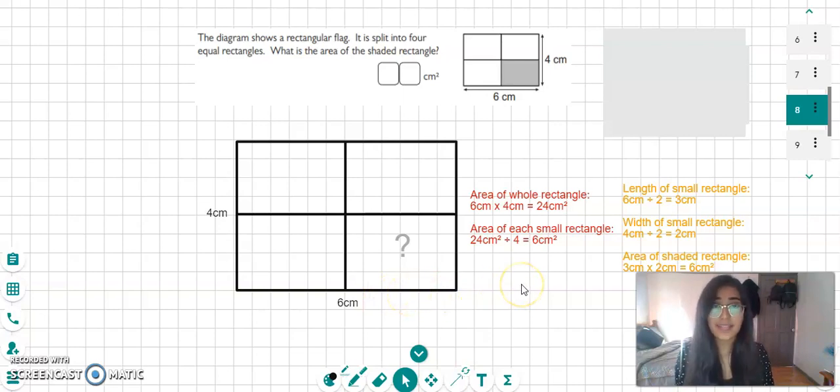And the width, we do the exact same calculation, but with 4 centimeters. 4 centimeters divided by 2, which gives you 2 centimeters. So we have 2 centimeters here and 3 centimeters here. And now in the same way, you calculate the area, which is length times width, using the new values that we've just calculated. So that's 3 centimeters times 2 centimeters, which gives you 6 centimeters squared. So both of these methods give you the same answer. It's really up to you what you prefer and what you find easy.